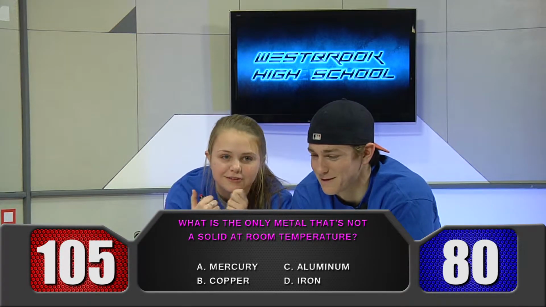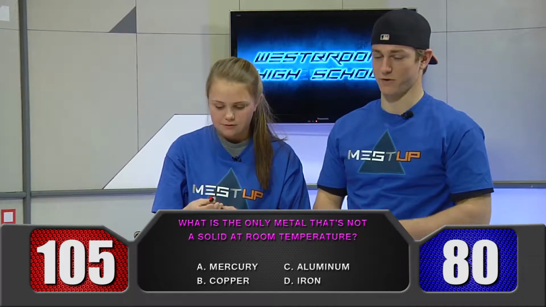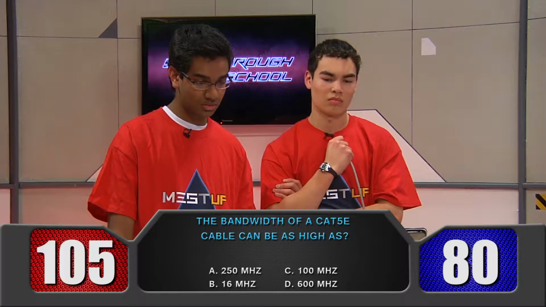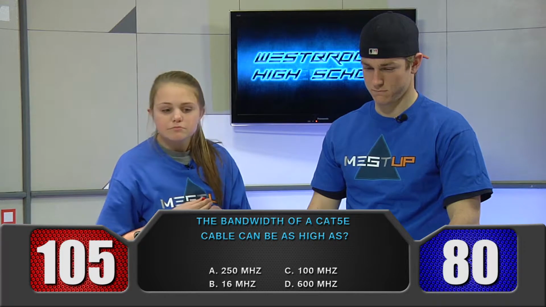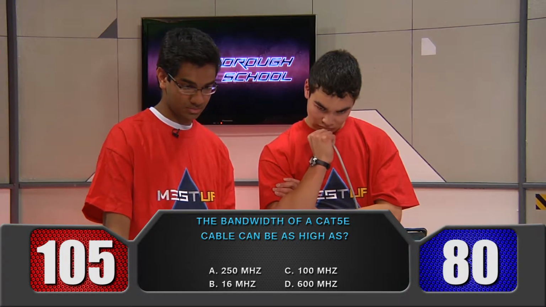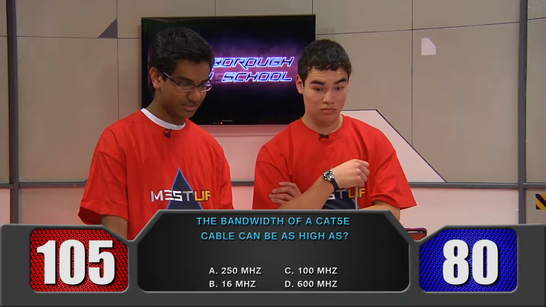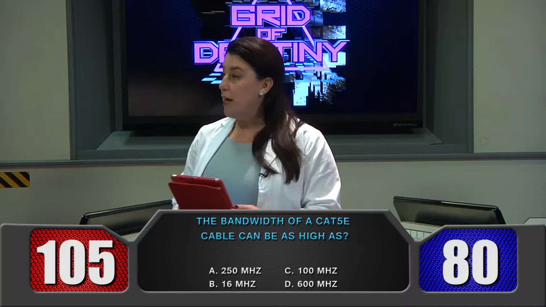And blue team, your choice. That one's for Stephanie McDonald. Can we do technology for 20, please? The bandwidth of a Cat5e cable can be as high as A, 250 megahertz, B, 16 megahertz, C, 100 megahertz, or D, 600. Blue team: What's 600 megahertz? Incorrect. And red team: A. That's incorrect. The correct answer is C, 100. So we're back to red team.